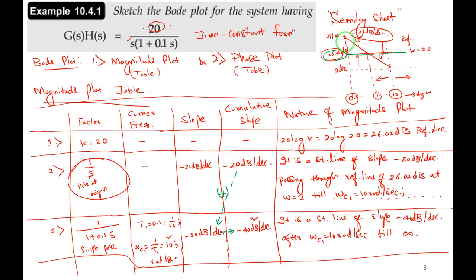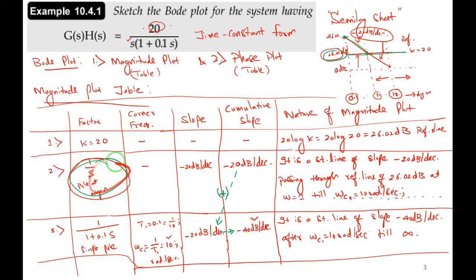From 26, I will move 20 dB up: 26, 36, 46. This is 46, and this is omega 0.1, 1, 10. So it is a straight line. I have written it is a straight line of slope minus 20 dB per decade passing through the reference line of 26 dB at omega equal to 1. This is omega equal to 1, this is the 26 dB reference line. I will mark one point here, 46. Join these two. This is the initial slope given by this pole lying at the origin.